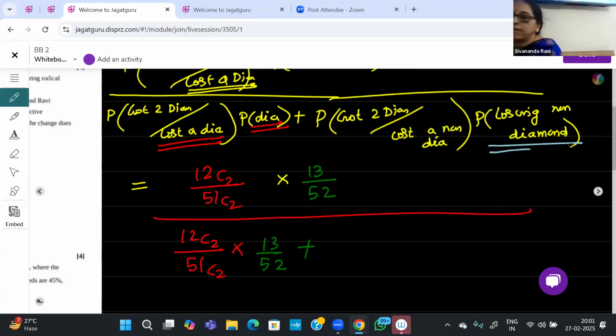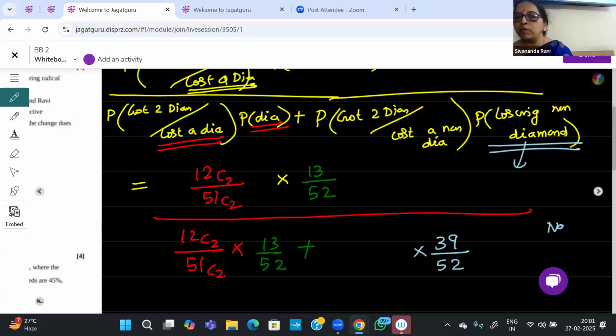Losing a non-diamond. Next scenario. What is the probability for you to lose a non-diamond? How many non-diamond cards are there? 39, no? So probability for you to lose a non-diamond is 39C1 by 52C1. The fresh pack, when you didn't lose anything, the probability for you to lose a non-diamond.